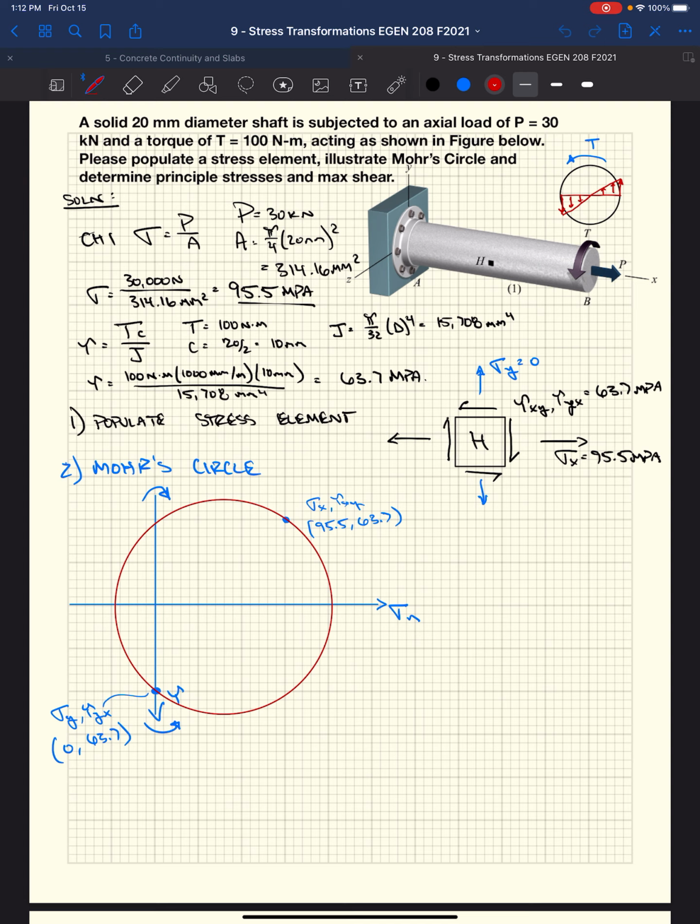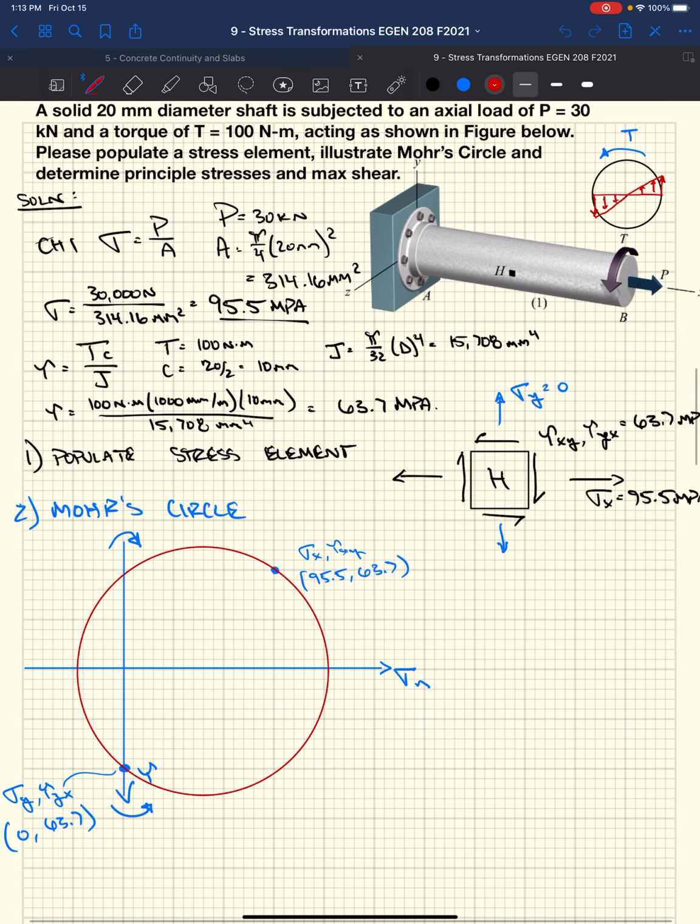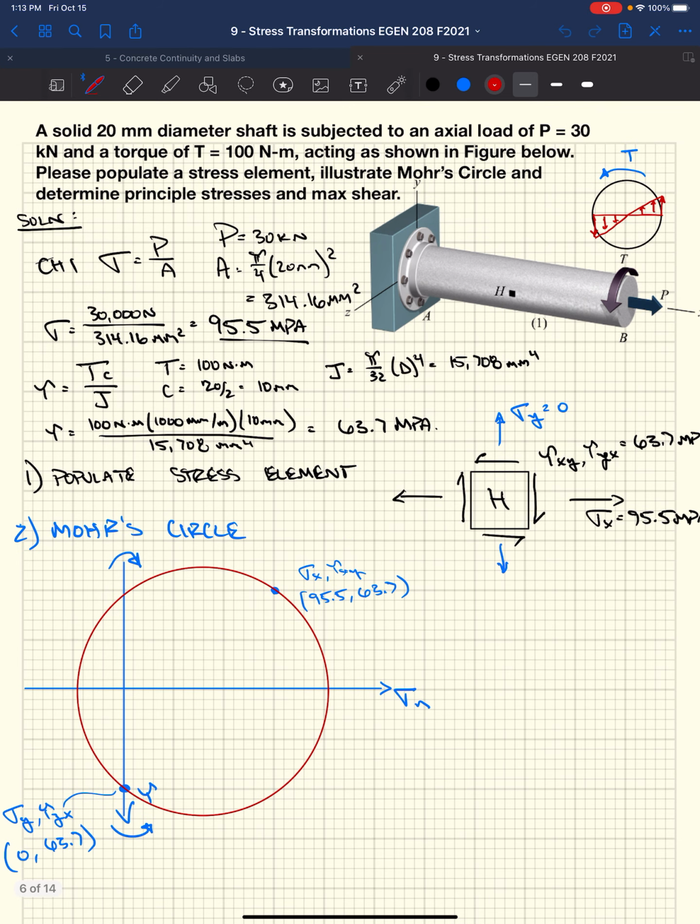Okay. So we've been going through Mohr's circle. We started this example, right? It was a shaft with combined loading, so we had torsion and axial load. Fixed shaft. They asked us to populate a stress element based on the applied loads. So we picked an arbitrary point, right? And we're going to populate this stress element based on those applied loads.